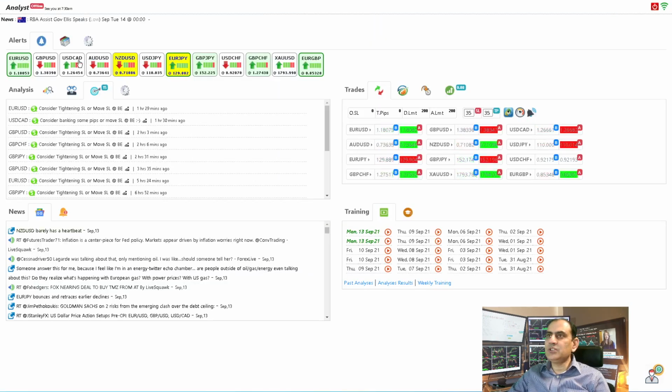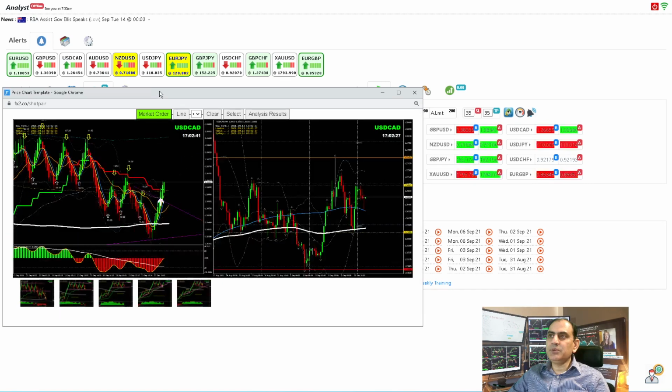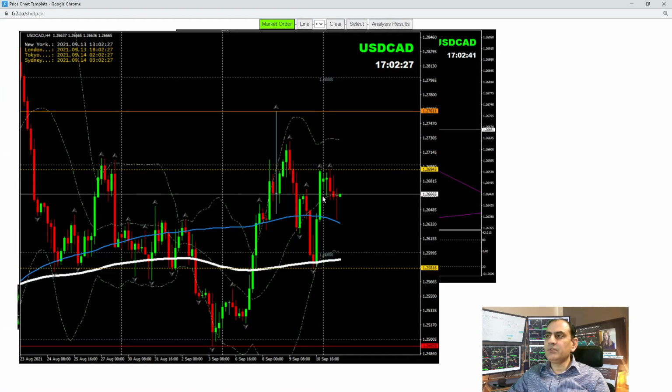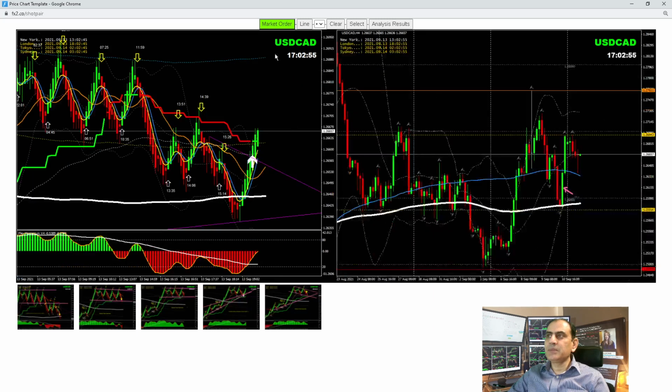But if you look at the dollar CAD, we had very beautiful trades on dollar CAD too. If you look at dollar CAD here, we were long. As you can see here, this was last week's bullish engulfing candle. And let me share with you how I analyze the market and bank beautiful pips.